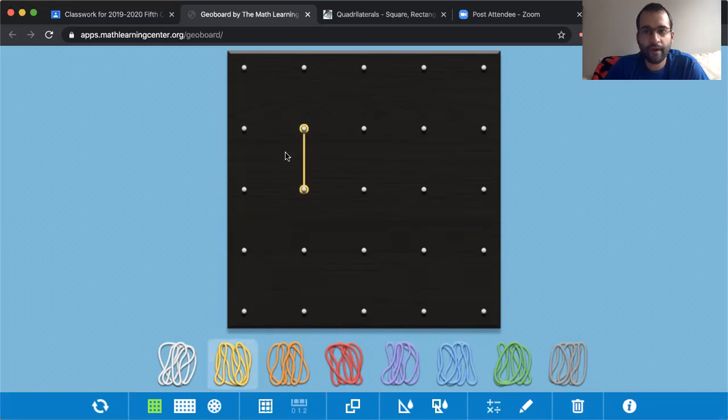So I'm going to put a rubber band right here. I'm going to extend it down 2 pegs. I'm going to do another yellow one. Oops, not there. Let's see. Let's trash that one. Right here. I'm going to extend it across 2 pegs. Another one right here. And another one right here.